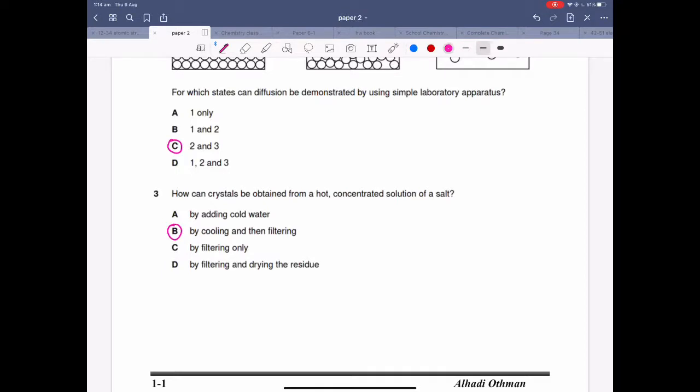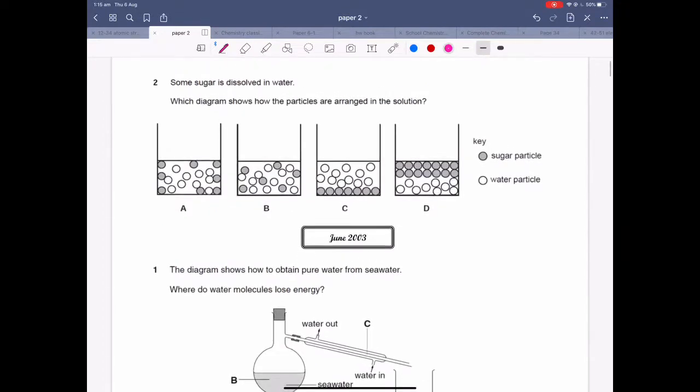The reason why they add filtering is because when you cool down, you're going to get a mixture of crystals and also some of the leftover liquid or solution. So if you just want the crystals, then you can filter them to separate them from the rest of the solution, or you can decant, which means pouring off the liquid gently, leaving the heavy settled solid behind. So you can do that. And then if they want pure dry crystals, you can wash with distilled water and then dry using a suitable drying method.